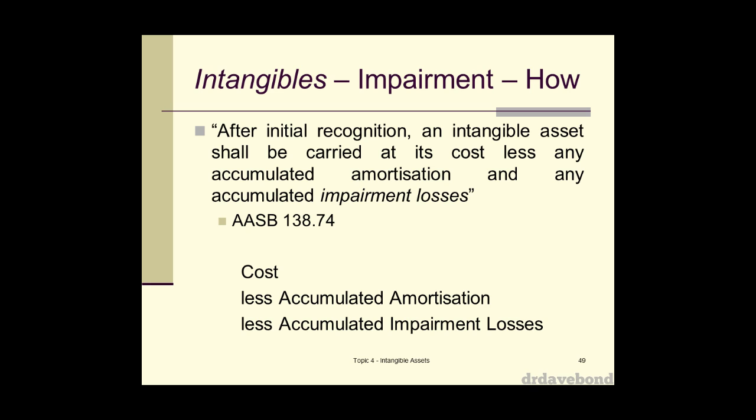So with impairments, after initial recognition, we've done fair values, which basically doesn't happen for intangible assets. But obviously, we still need to know how to do fair values and revaluations for property, plant, and equipment. And it's the same process. Same process here for intangibles with impairment. After initial recognition, an intangible asset shall be carried at its cost, less any accumulated amortization and any accumulated impairment losses. So cost, less accumulated amortization, less accumulated impairment.